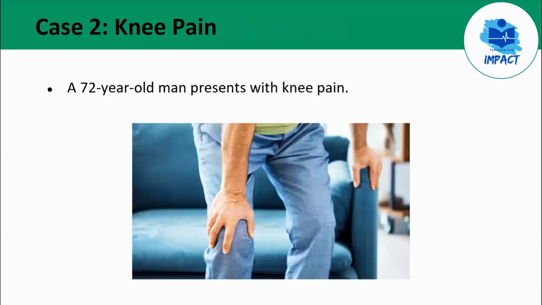Great. So now we have another case. We have a more chronic presentation this time. A 72-year-old man presents with knee pain that came on gradually and is slowly getting worse with time. Based on that information, what differentials are you thinking of?